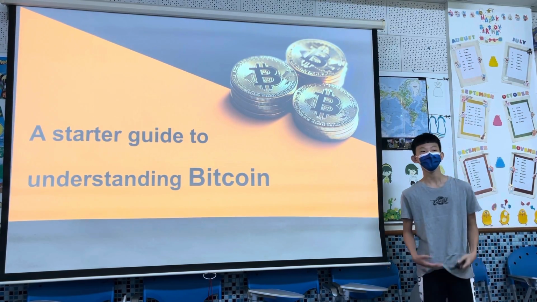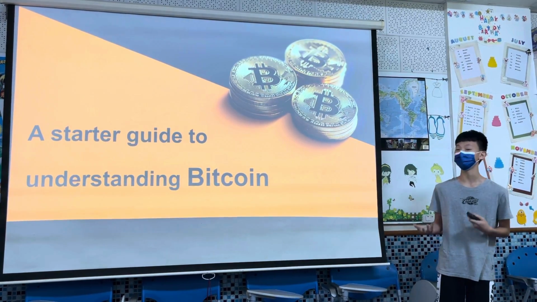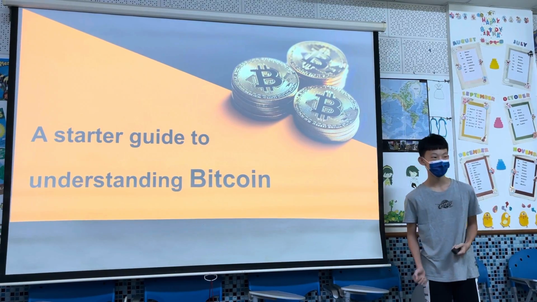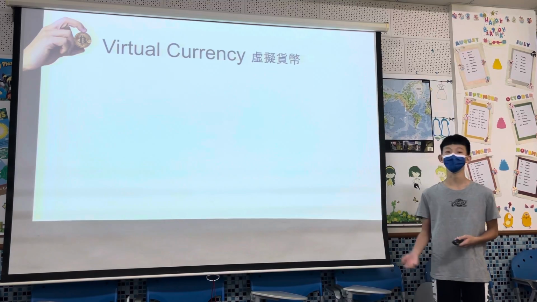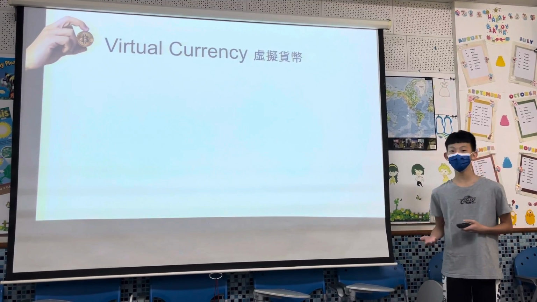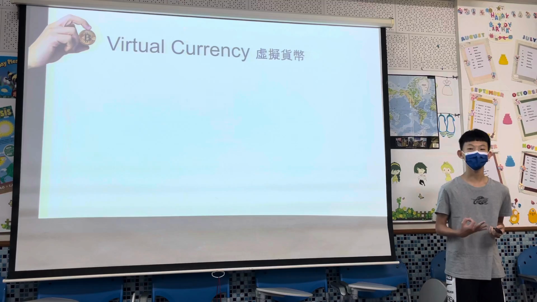Hello everyone. Today I will present a simple introduction of Bitcoins. Before I start, I would like to explain the concept of virtual currencies. Virtual currencies are divided into three categories.